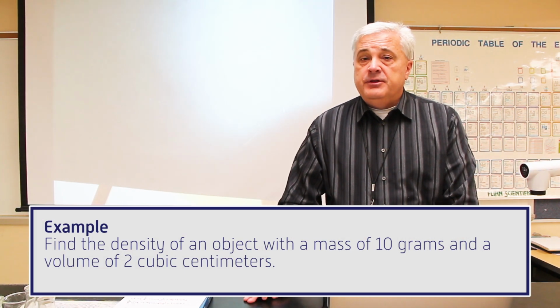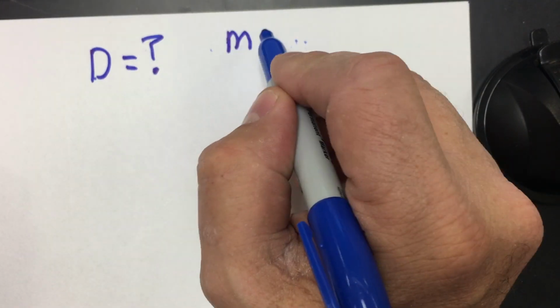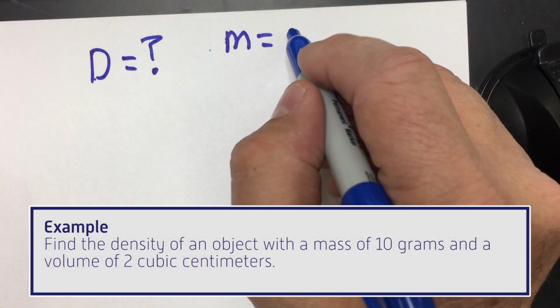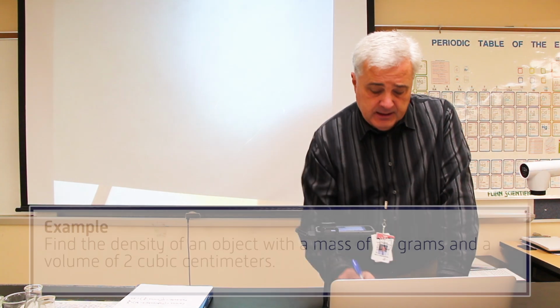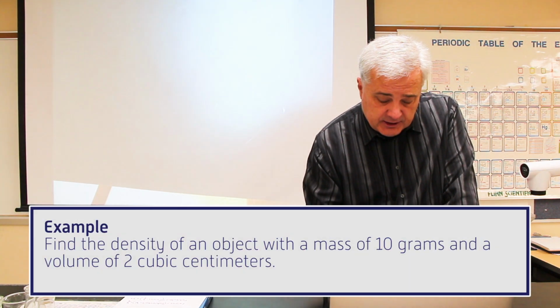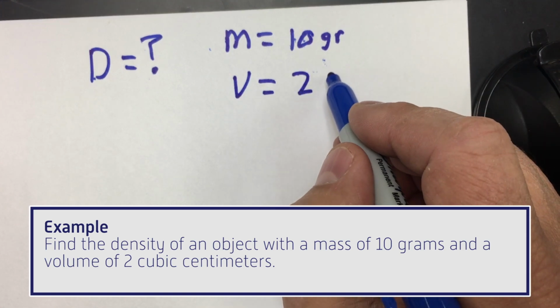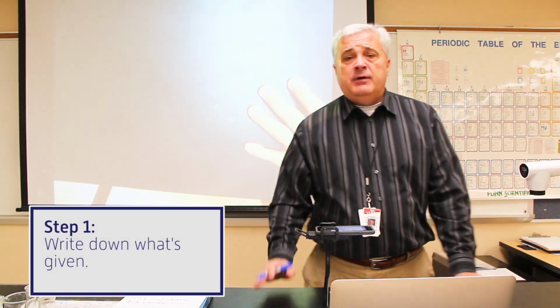And then the next thing I'm going to do is write down the mass. The problem said the mass was 10 grams, so I'm going to put 10 grams. The next thing that was given is the volume. The volume is 2 centimeters cubed, 2 cubic centimeters. So now I have written down what is given. Step one, every single time: write down what's given.